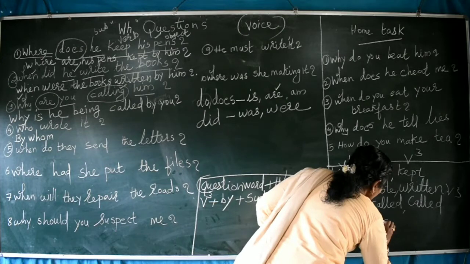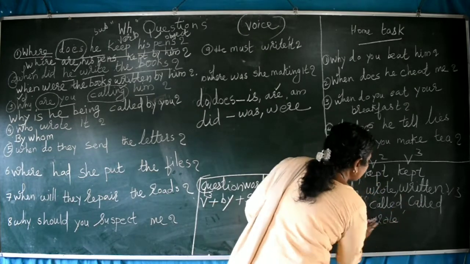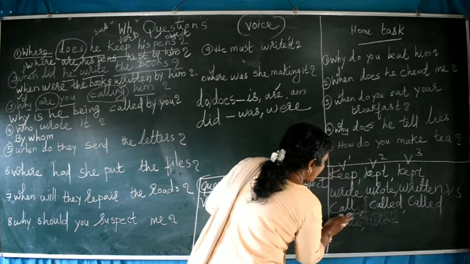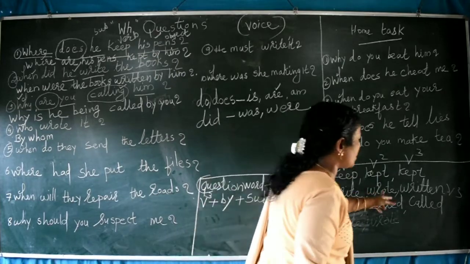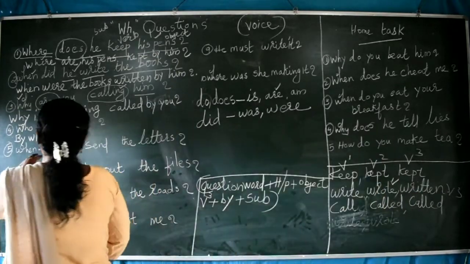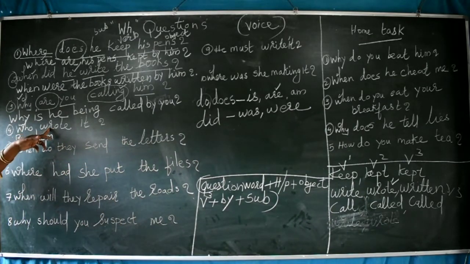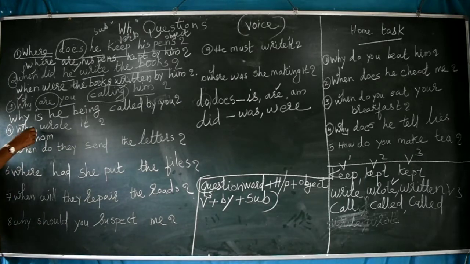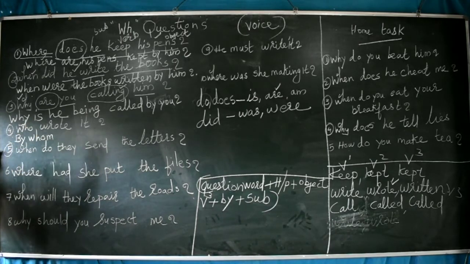wrote. Write, wrote, written. So wrote, the second form, is used here. So by looking at it, we will come to know it is simple past. And there is no auxiliary in front of it. So it is simple past.